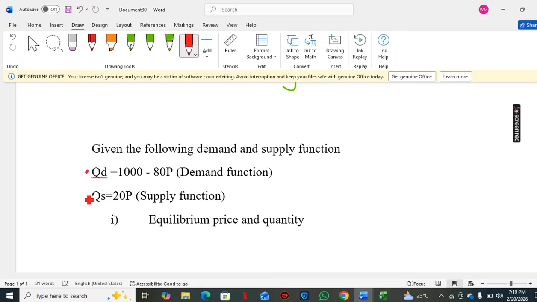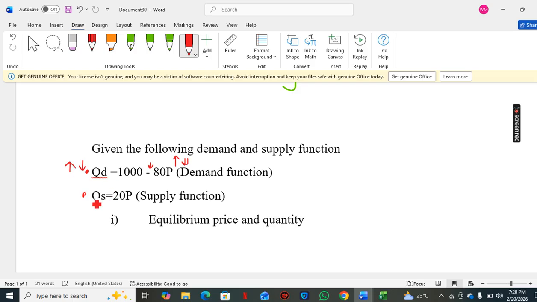Both of these functions are just stating the law of demand, which says there is an inverse relationship between price and quantity demanded. That's why you have this minus sign here. It tells you if price goes up, quantity demanded will go down, and if price goes down, quantity demanded goes up.